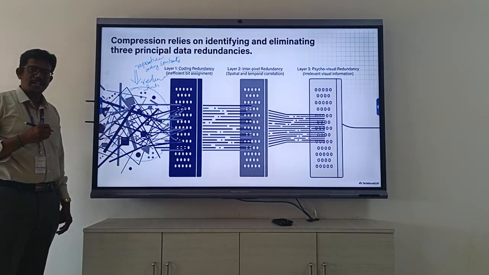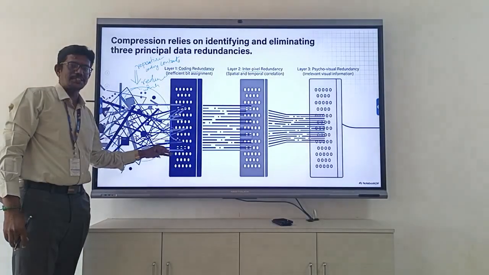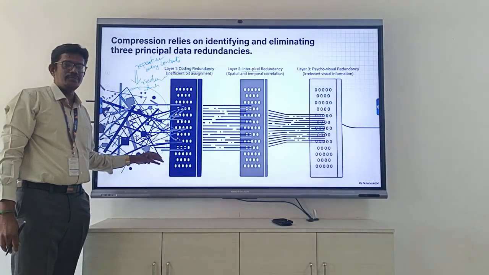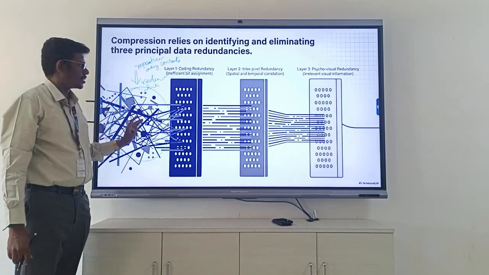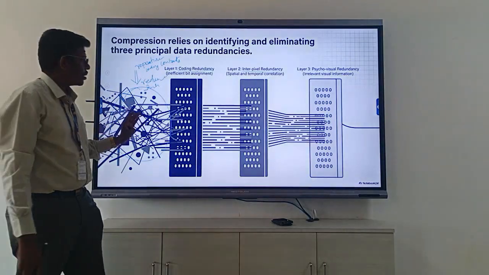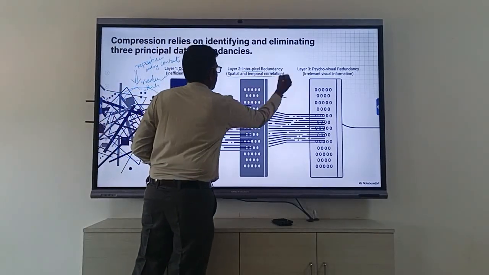So the repetitive binary stream of data, whatever it is, the repetitive values are removed. It is considered as an additional bit. We have to remove the extra or irrelevant data in the image or the data. So next, the data will be transmitted to the interpixel redundancy.